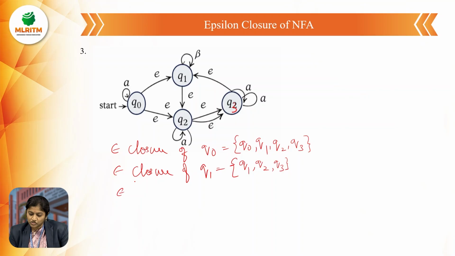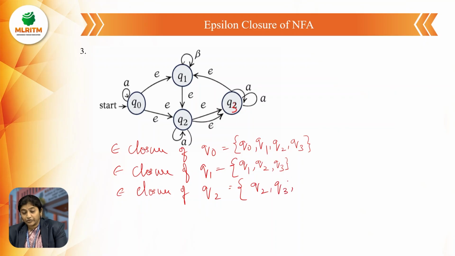Next, epsilon closure of Q2. Okay, the same state first. Q2, Q3. Then from Q3 it is going to Q1. Then again from Q1 it is going to Q2. So don't take Q2 again. So this implies Q1, Q2 and Q3 states.